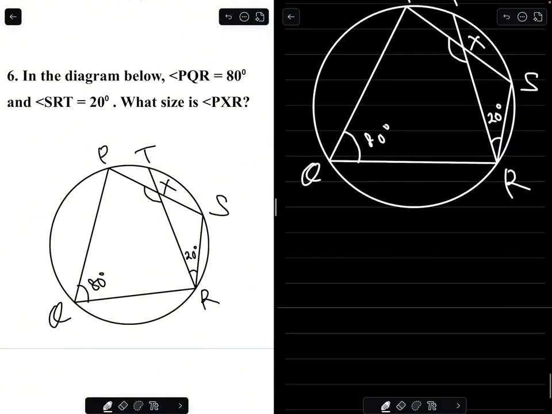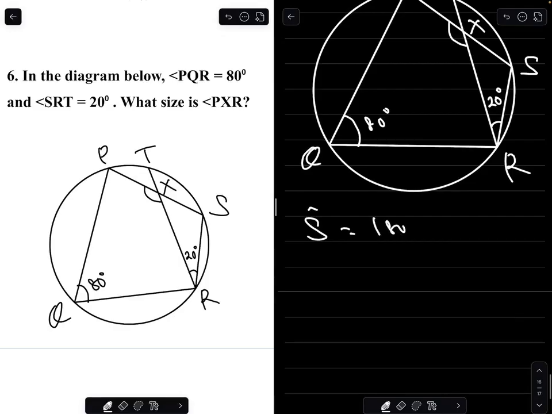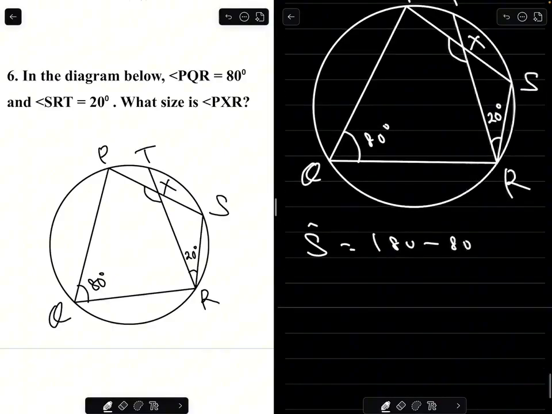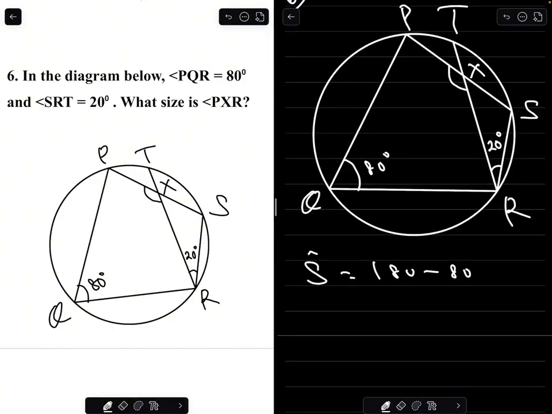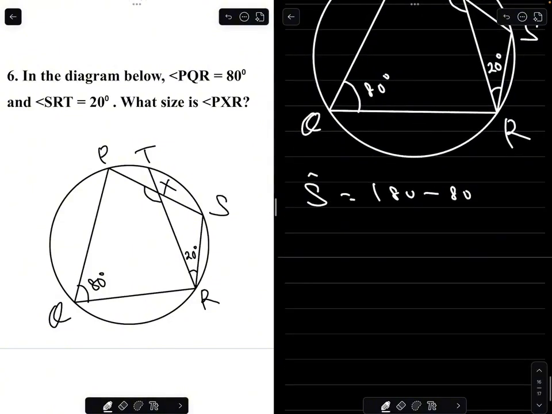So I'm going to say angle S is equal to 180 minus 80. And the reason for that is opposite angles of a cyclic quadrilateral are supplementary. Angle Q plus angle S is equal to 180 degrees. Angle P plus angle R is equal to 180 degrees because they are opposite angles of a cyclic quadrilateral. Or if you like, you can label this angle S, PSR. It's the same thing. Now, angle S equals 180 minus 80, which is equal to 100 degrees.